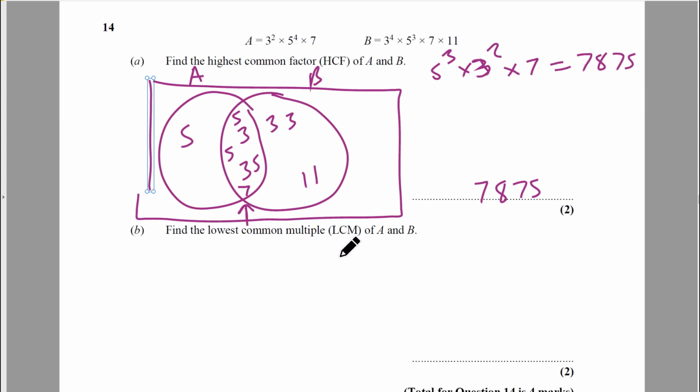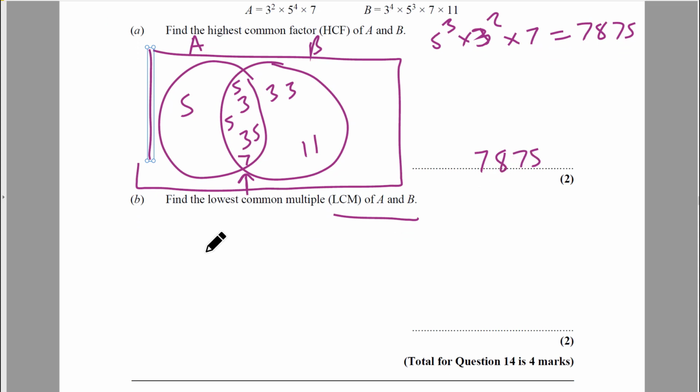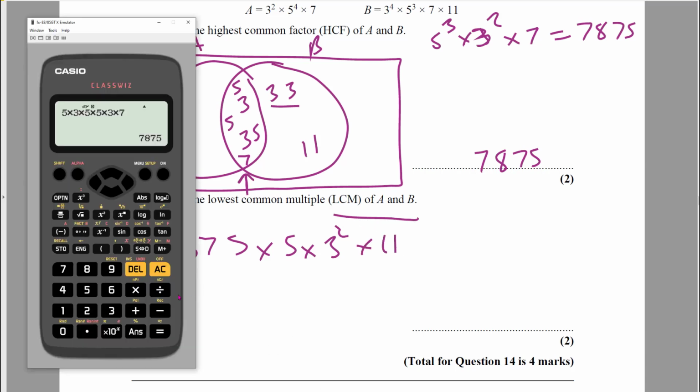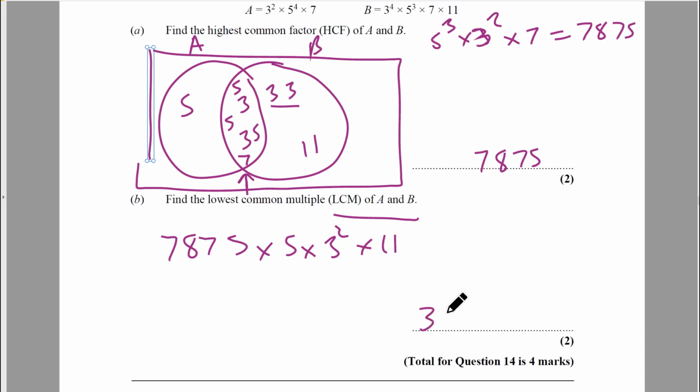But why you do the Venn diagram is because you want to find the LCM, and the LCM is everything multiplied together. So we're going to get that 7875. That's everything multiplied, times 5 times the 3 squared from here times 11, times 5 times 3 squared times 11. That's 3898125.